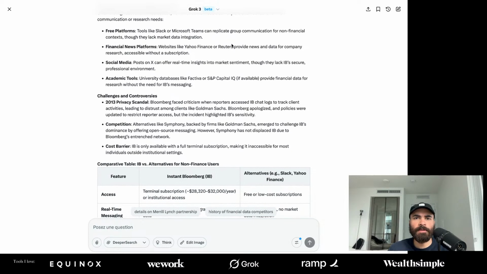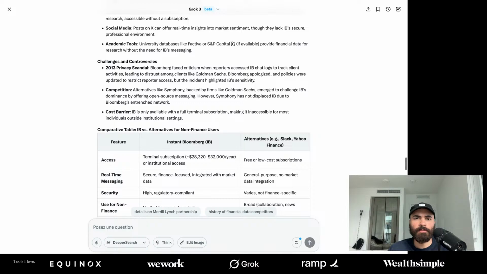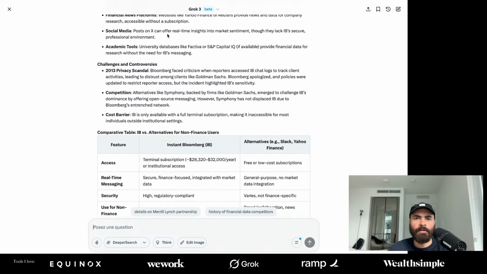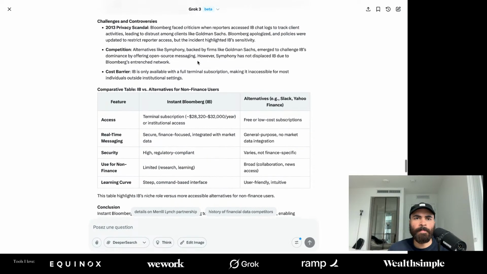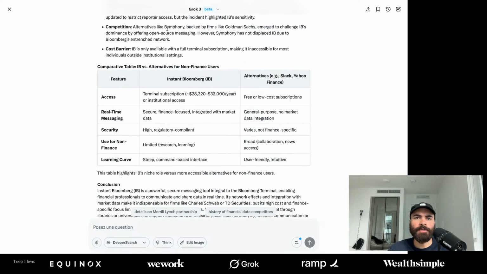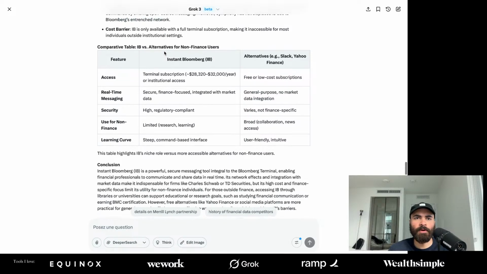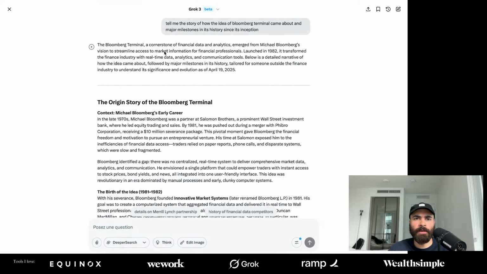Free platforms, okay, social media, offer real-time insights into market sentiment, though they lack IB's secure professional environment. Competition: alternatives like Symphony, backed by firms like Goldman Sachs, emerge to challenge IB's dominance by offering open source messaging. However, Symphony has not displaced IB due to Bloomberg's entrenched network. Cost barrier.